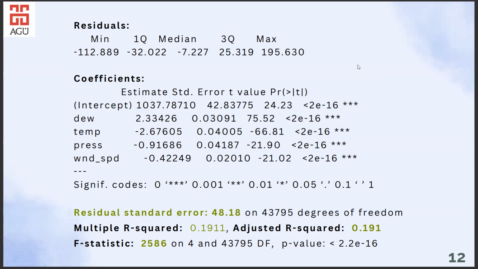The result of our code also gives other results, which are on the slide. According to that, our residual standard error is 48.18. The multiple R squared value is shown on the slide, and our adjusted R squared is also given, and our F statistic result is also given in the slide. Next page.